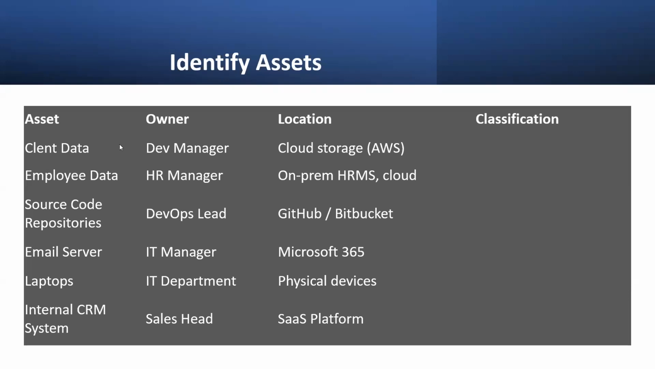So for client data, the dev manager. For employee data, the HR manager. For source code repositories, there will be a DevOps lead who is going to maintain it. Email servers, the IT manager. Laptops, the IT department, or you can say the asset department. And then we have the internal CRM system, which is managed by your sales head. Once I have created the list of owners, then comes where this information is stored, the location. So we have created a list of the locations as well.